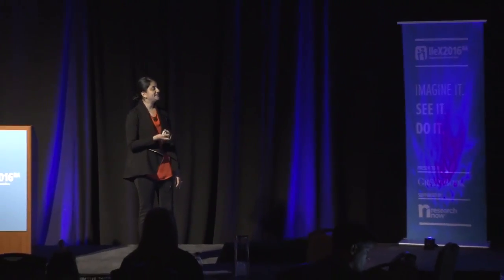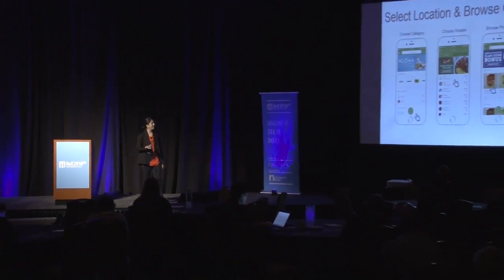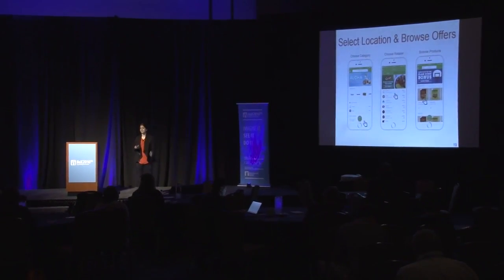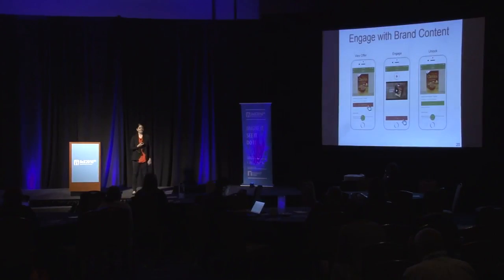So for those of you who don't know what Ibotta does, I'll just give you a quick overview. We're a mobile rebate shopping app. You essentially log into the app, you choose a category that you want to shop at, you pick a particular retailer, and then you scroll for products that you might want to buy. You then pick an offer, in this case, Honey Nut Cheerios. You click on the offer.